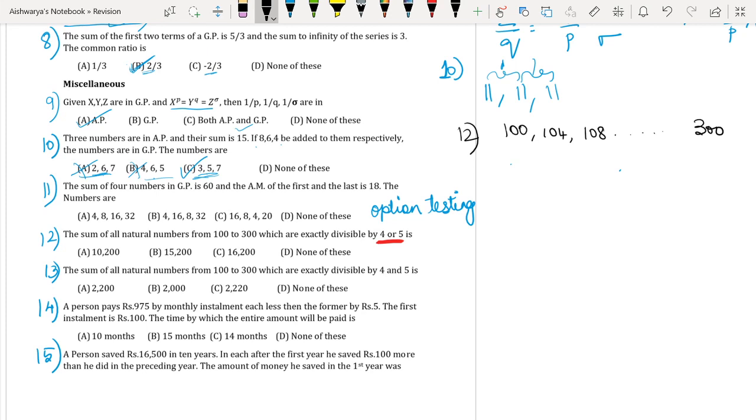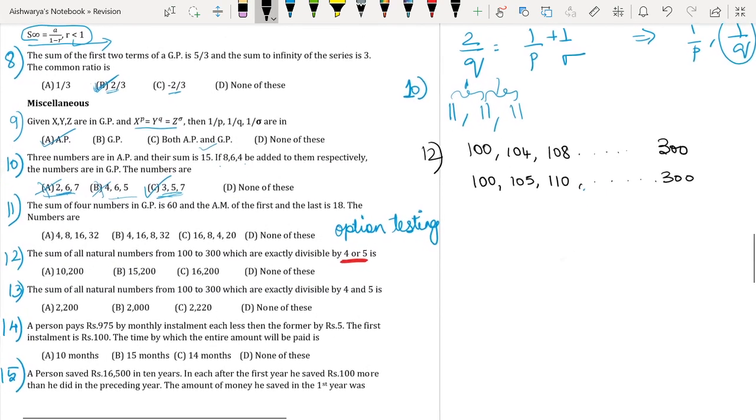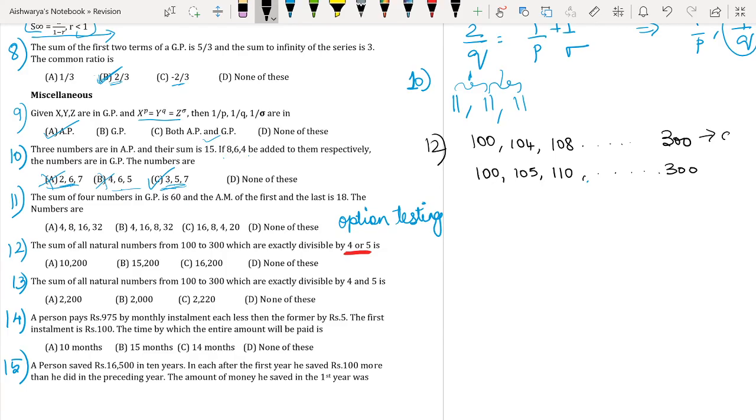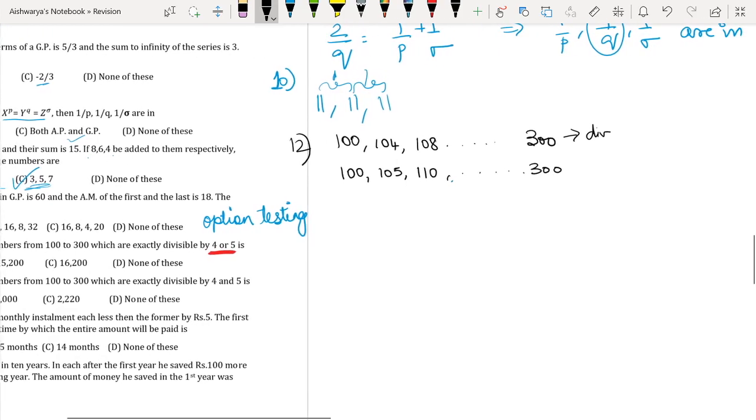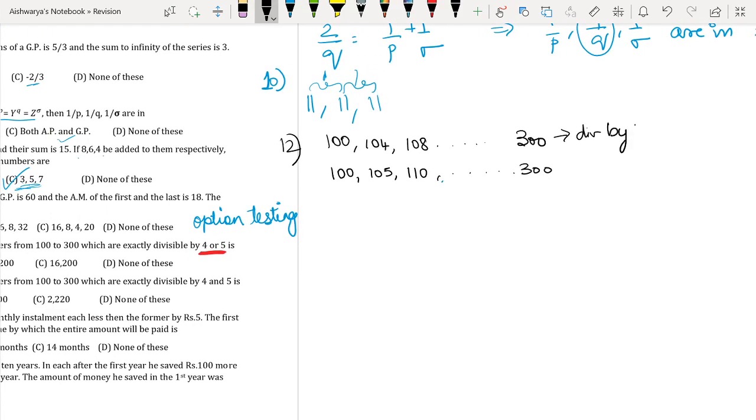So if you look at the 12th question, it will be numbers which are divisible by 4, means we'll start with 100, then 104, then 108, so on up to the last number is 300. 300 is also divisible by 4. Now coming to numbers which are divisible by 5. So again 100, 105, 110, so on up to the last number will again be 300. So you want to add the numbers which are divisible by 4 or 5.